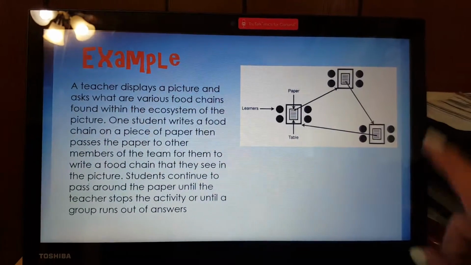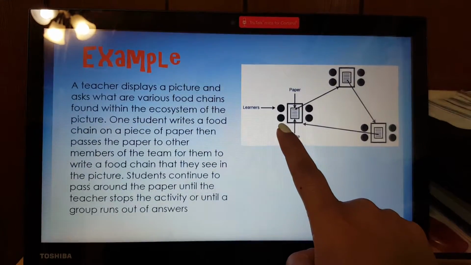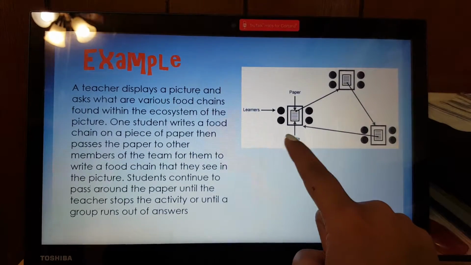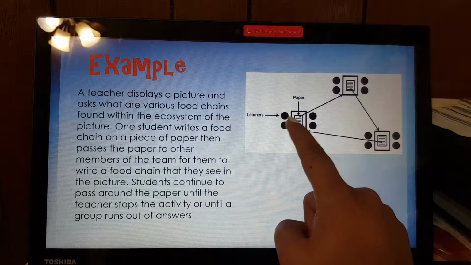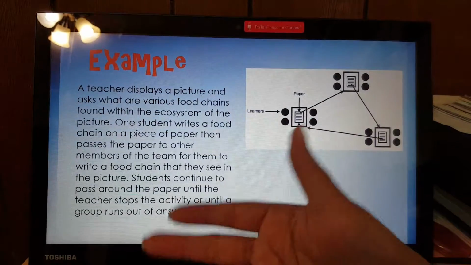This is one example right here. As you can see, the dots would be the students or the learners, the table, and the paper. Ideally, you can have them do it orally, or you can have them pass a piece of paper around. This is one example that I found.